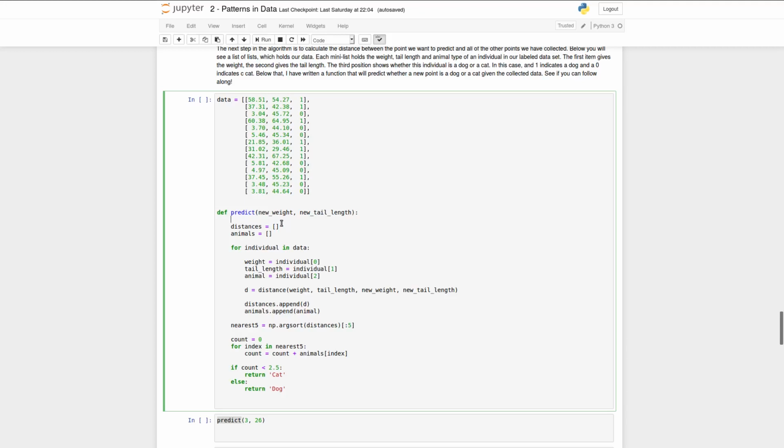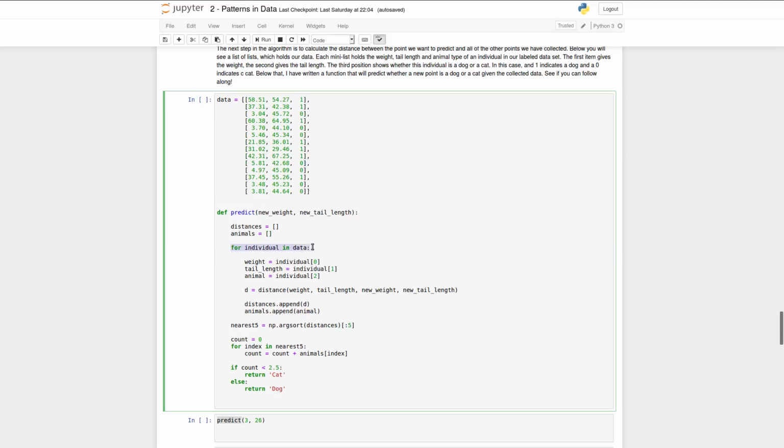We're going to start off with an empty list called distances, which is going to hold the distance between our new point and each one of all of these points in the list. We're also going to create an empty list called animals, which is going to hold the animal type for each one of our individuals in our data set.